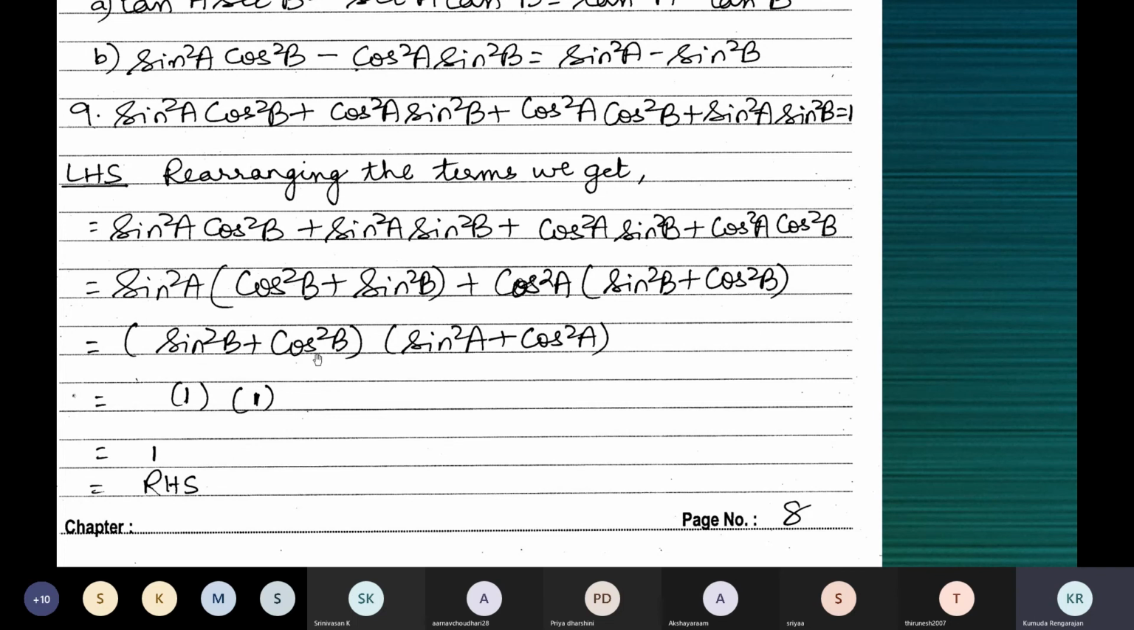Now sin square B plus cos square B is 1. Sin square A plus cos square A is 1. 1 into 1 is 1. You can also write 1 here directly. Sin square A into 1 by the identity, cos square A into 1 by the identity. So you'll get sin square A into 1, which is sin square A, plus cos square A into 1, which is cos square A. So sin square A plus cos square A, which is again 1.